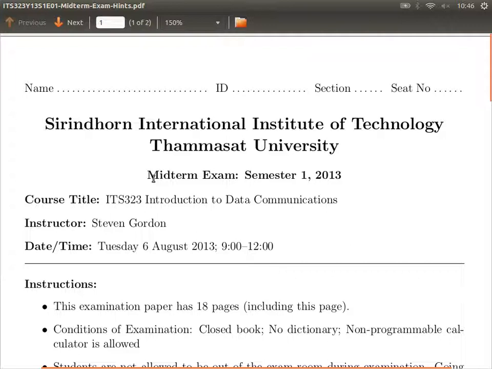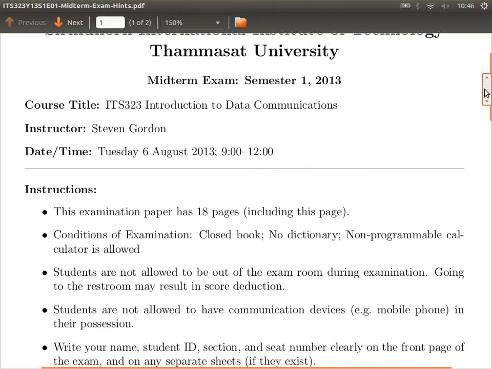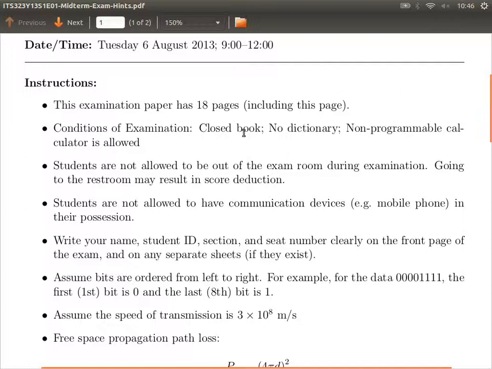This is the front page of this year's exam, 2013. Tuesday the 6th of August, so check the time and room for you. This exam has 18 pages. You write your answers on the question sheet. Closed book exam, no dictionary. Calculator is allowed and encouraged. Bring a calculator, it will make your life easier.